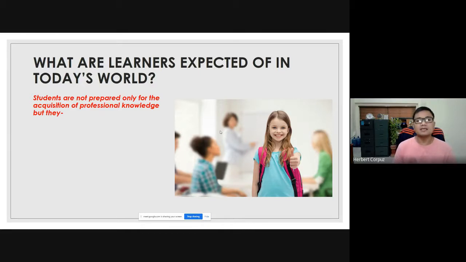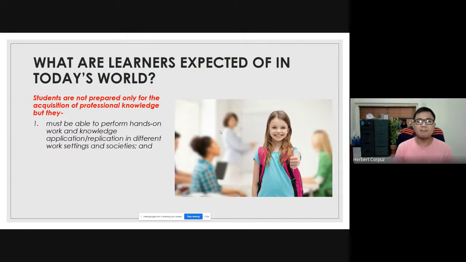Remember that students are not prepared only for the acquisition of professional knowledge. With the advancement of technology, skills will no longer just be about the acquisition of professional knowledge, no longer just about filling in their empty jars. But students must be able to perform hands-on work and knowledge application, replication in different work settings and societies.